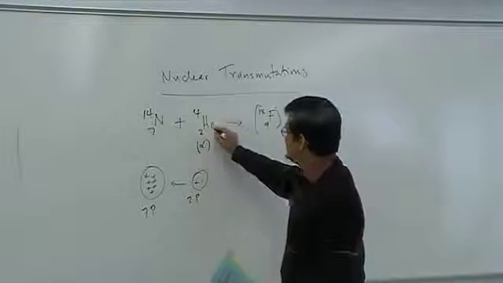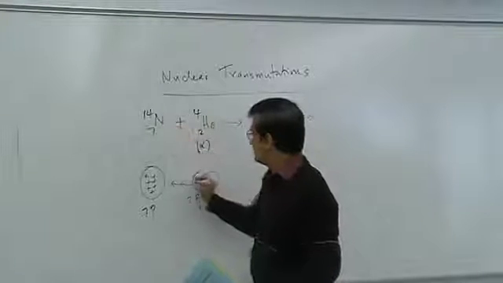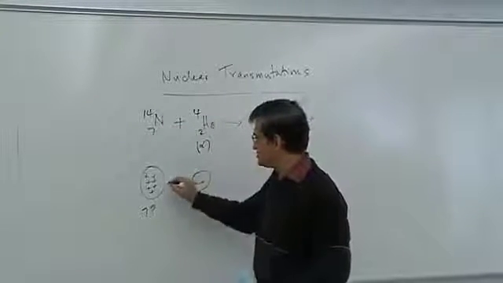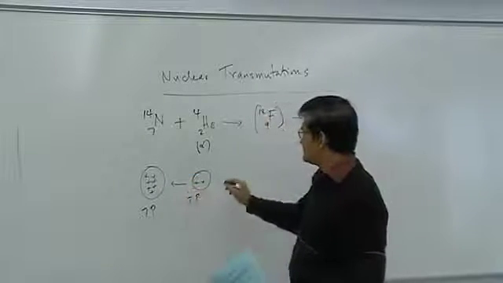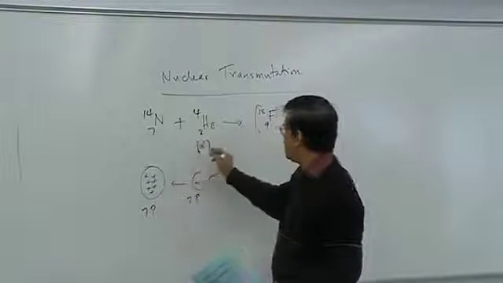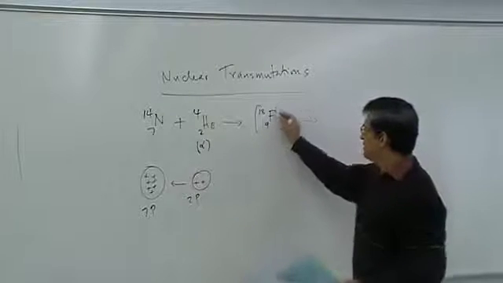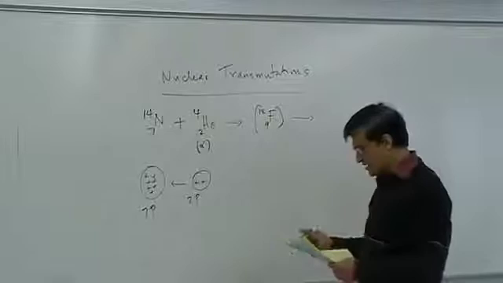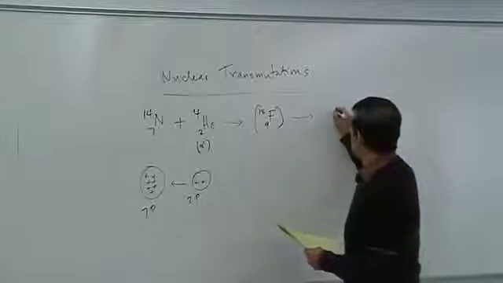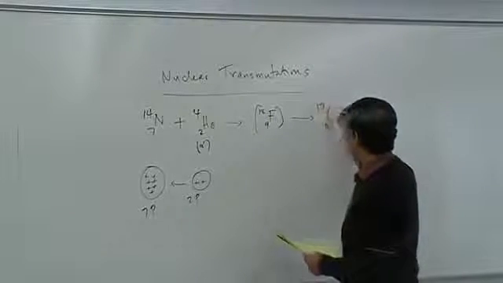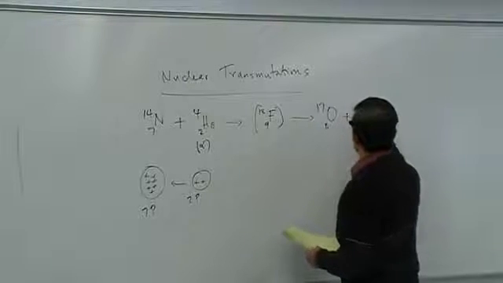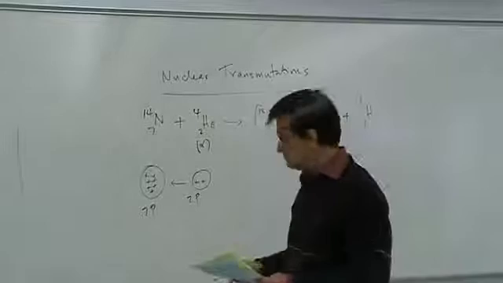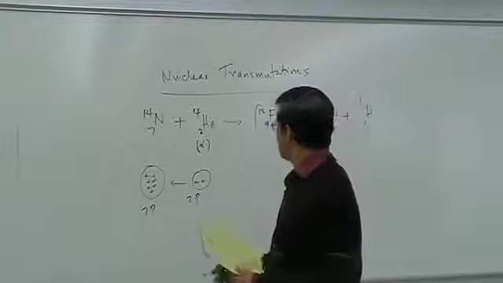Now, once helium goes into nitrogen, it has to have enough energy so that it can get into this nucleus. Since it would have lots of energy, and that would eventually break up this intermediate atom, and it would finally give oxygen-17 plus a proton. So this is the final product of this particular nuclear transmutation reaction.